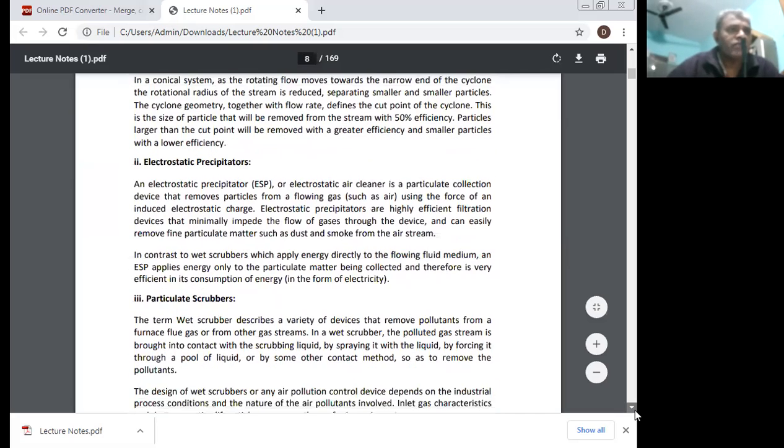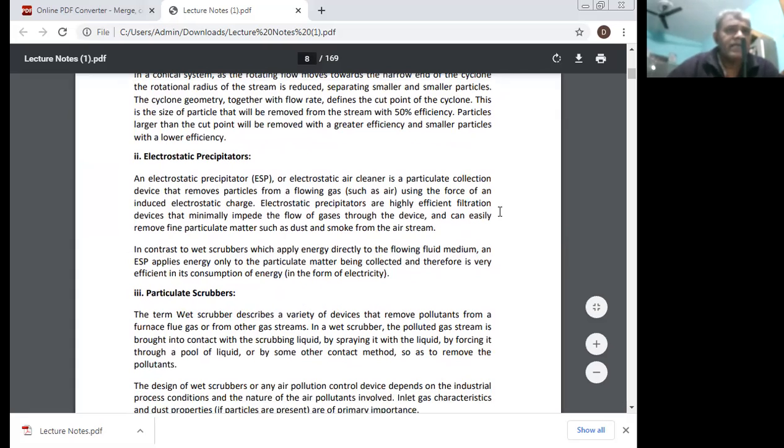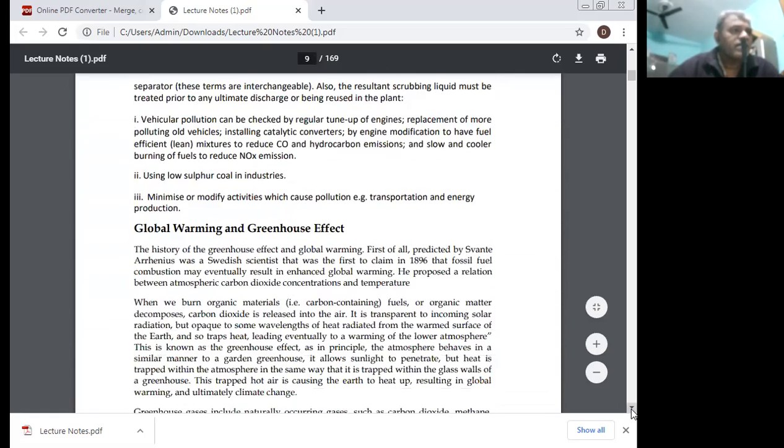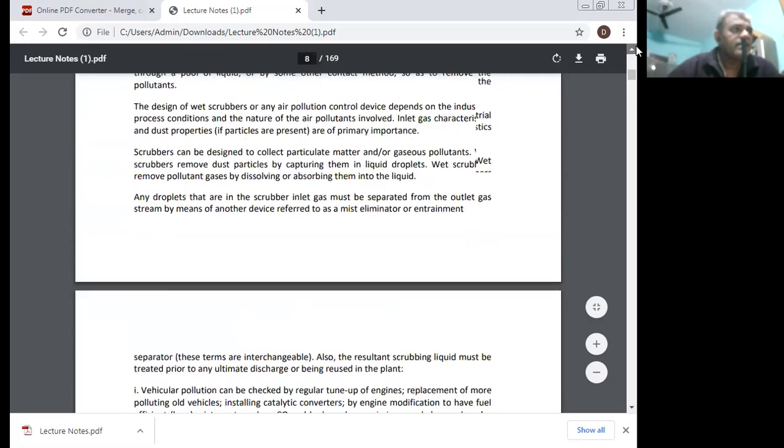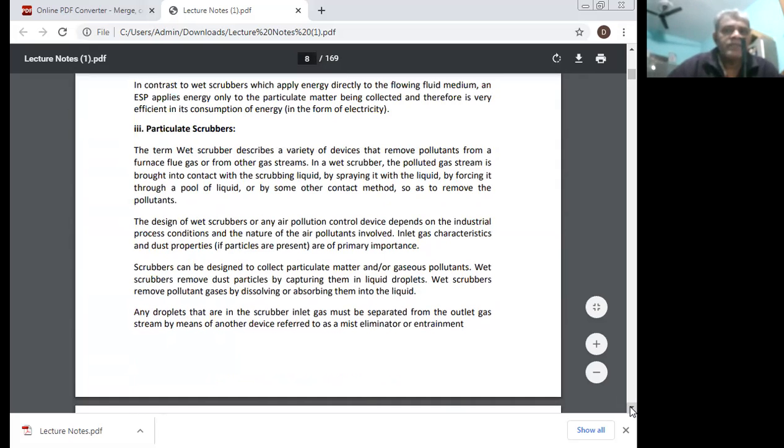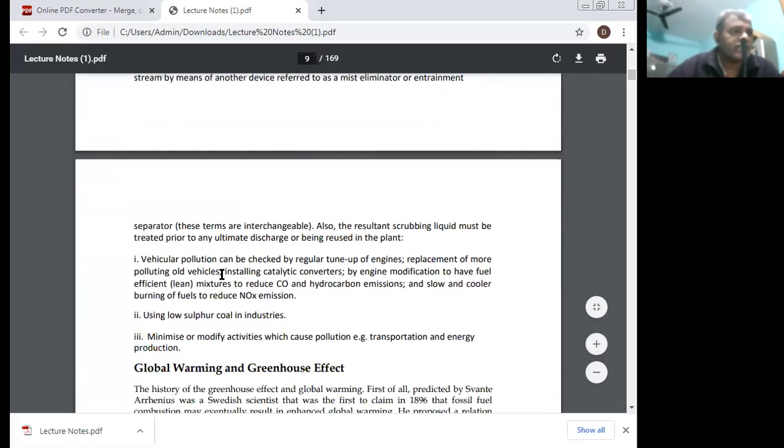Electrostatic precipitators can be used for electrostatic air cleaning, as a particulate collection device. Number three is the particulate scrubber. The term wet scrubber defines a variety of devices that can be used. Vehicular pollution can be checked by regular tune-up of the engine. Using low sulfur coal in the industry, minimize or modify the activities which cause pollution, in transportation and energy production. These are the controls of air pollution.